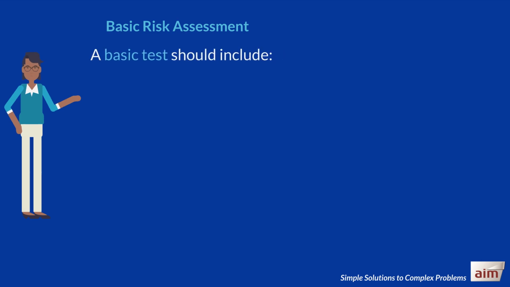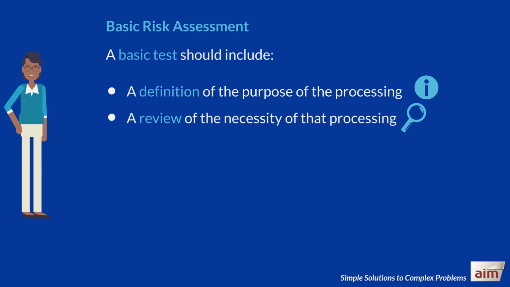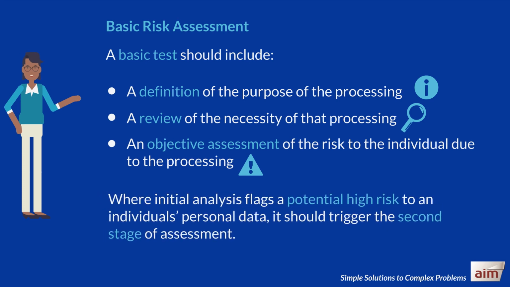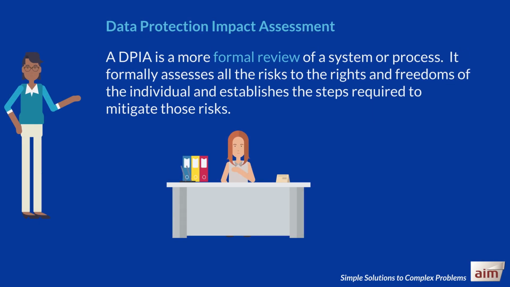A basic test should include a definition of the purpose of the processing, a review of the necessity of that processing, and an objective assessment of the risk to the individual due to the processing. Where initial analysis flags a potential high risk to an individual's personal data, it should trigger the second stage of assessment. A DPIA is a more formal review of a system or process.